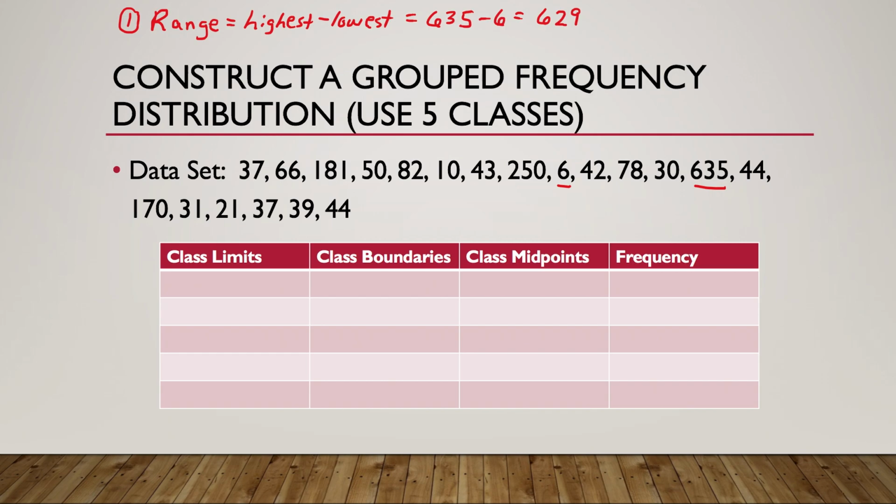The second thing that I want to do is I want to calculate what is called the class width. I'm going to calculate the class width because that's going to tell me how big to make each of the classes in the frequency distribution. So to calculate the class width, we're going to take the range that we just found and we're going to divide it by the number of classes. So our range is 629 and the problem told me to use 5 classes, so I'm going to divide by 5. So 629 divided by 5 gives me 125.8.